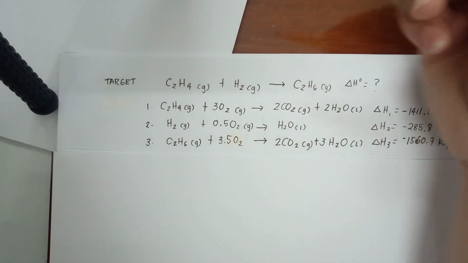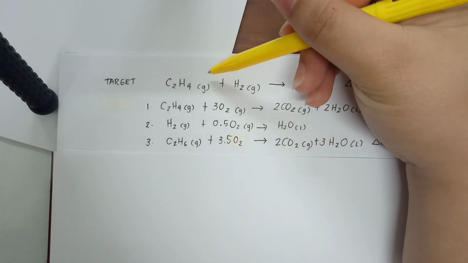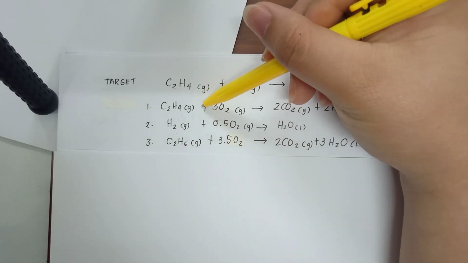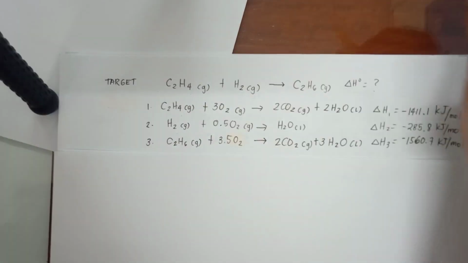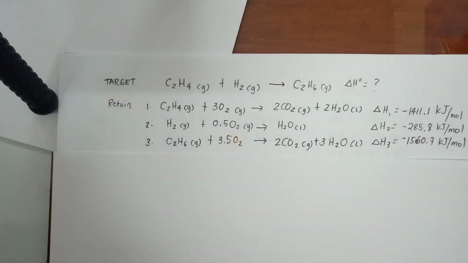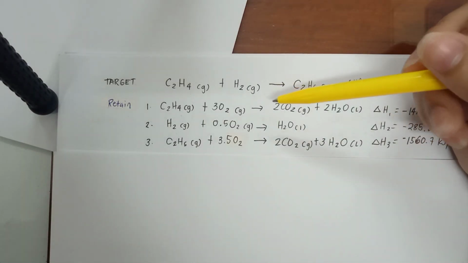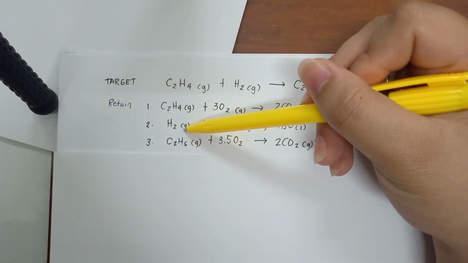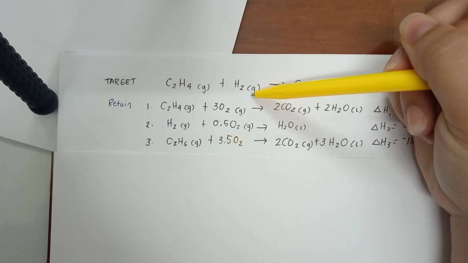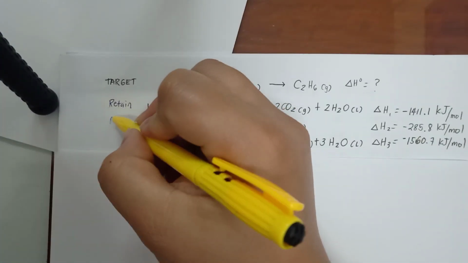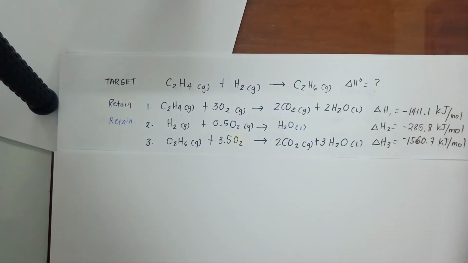Okay, so kung mapapansin nyo, sa reactant ng target equation, matatagpuan natin ang C2H4. At matatagpuan din natin to sa reactant ng first intermediate reaction. So, ang gagawin natin is i-retain yung first equation. Second equation. So, matatagpuan natin ang H2 on the reactant side, which is nasa reactant side siya sa ating target equation. So, ang gagawin natin is i-retain din natin ang second intermediate reaction.